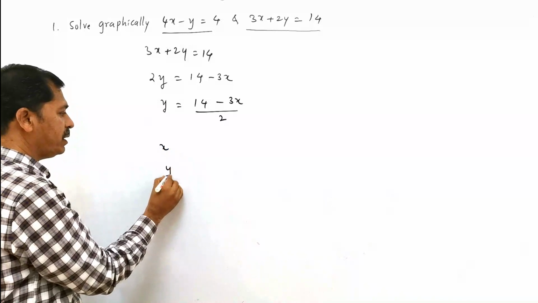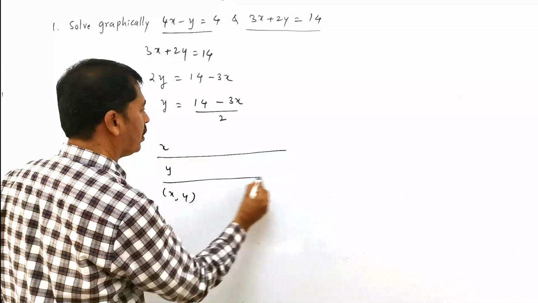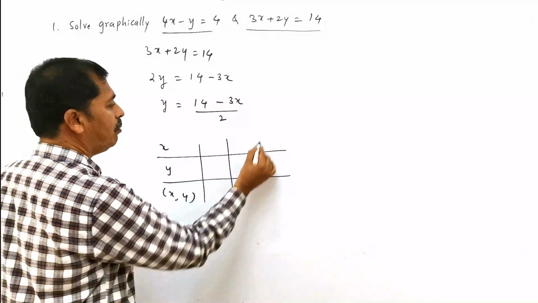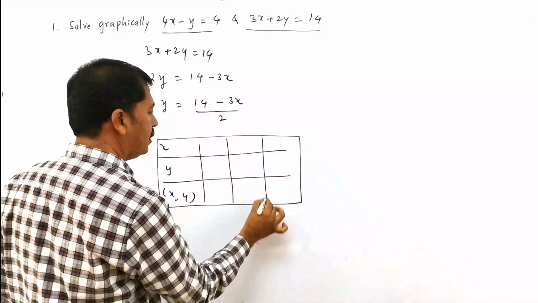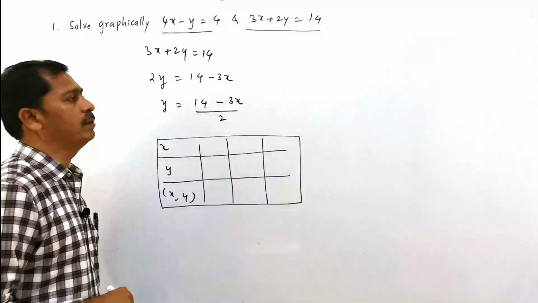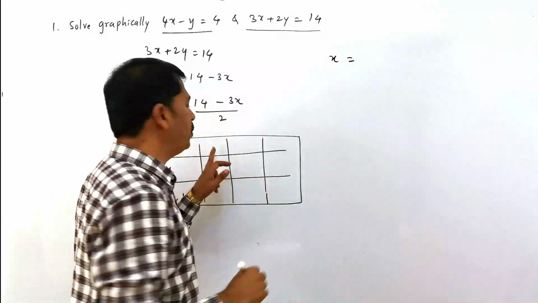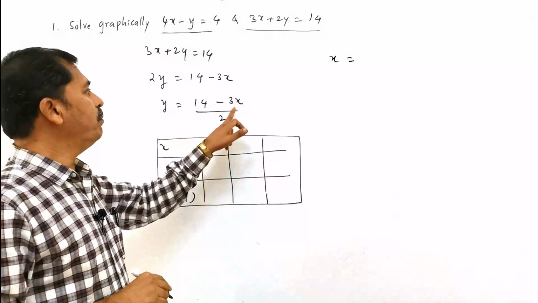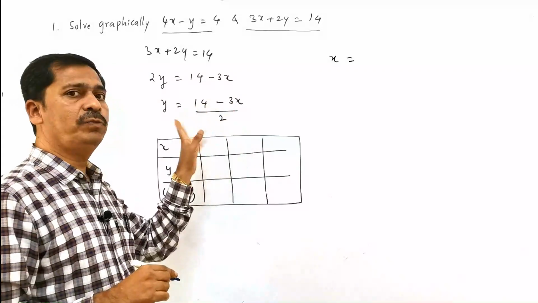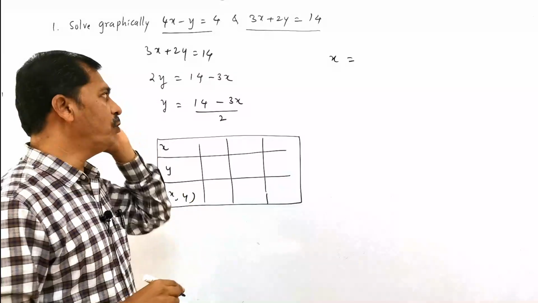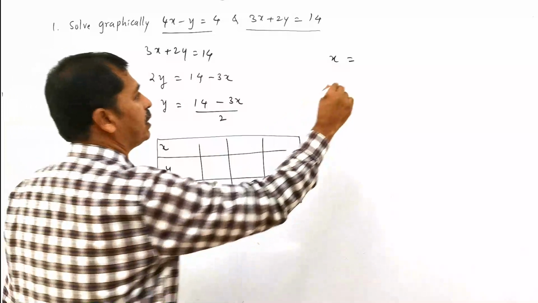So make again the same table, x comma y. Find x and y coordinates. Minimum of 3 values you have to take. Now here I would like to take x is equal to... you must be particular while taking x is equal to a certain value. After substituting x is equal to something, after multiplying by 3 and subtracting from 14, it should be divisible by 2. Such a value you have to take here. So I would like to take x is equal to 0 here.